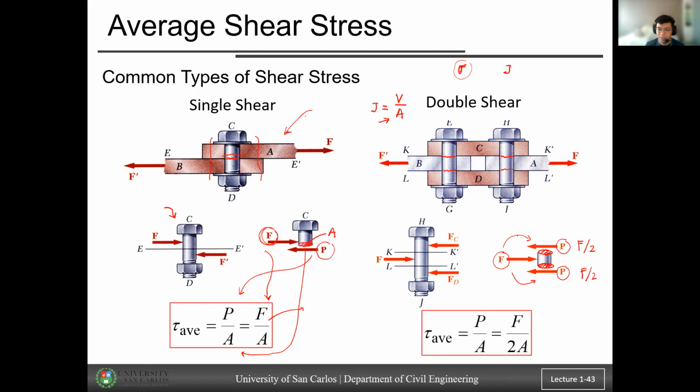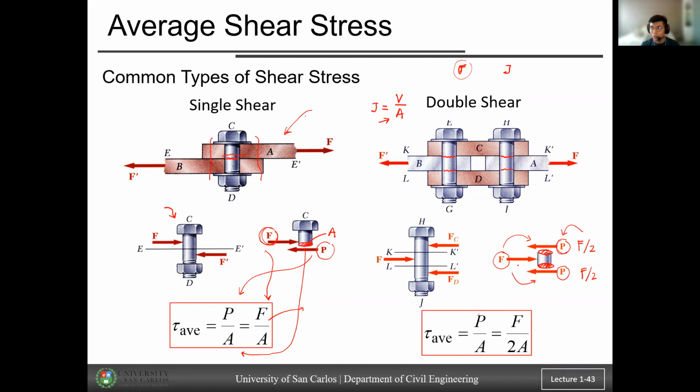So the formula is this one. So again, I just put this one here so that you notice that your internal force P is F over 2. Now, if you try to solve just one aspect of it in double shear, this one is P over A, only concerned with one area.